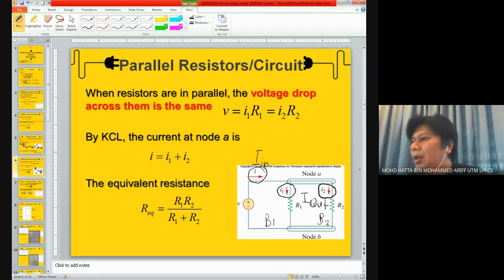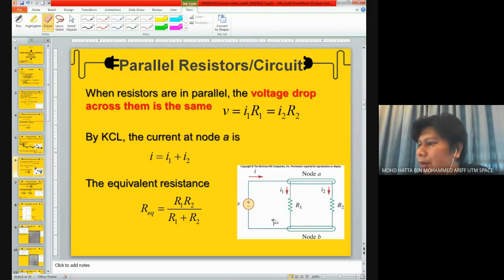Okay. By the way, this is something that we learned last time, where KCL says that the summation of current at a node is equal to zero. I in plus I out equals zero. In other words, I in equals I out. And if you look at the parallel connected circuit, the way we calculate the total resistance or equivalent resistance is also different compared to the one that we have for series circuit.